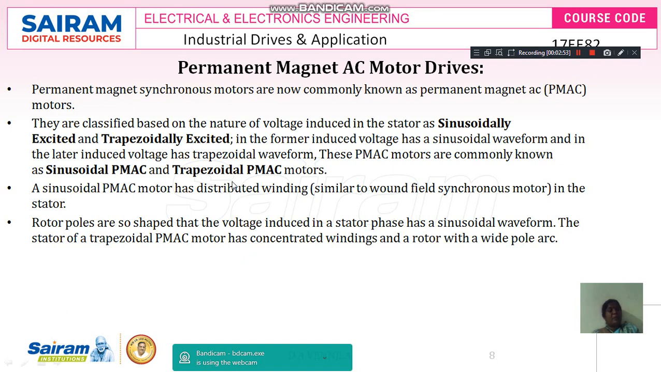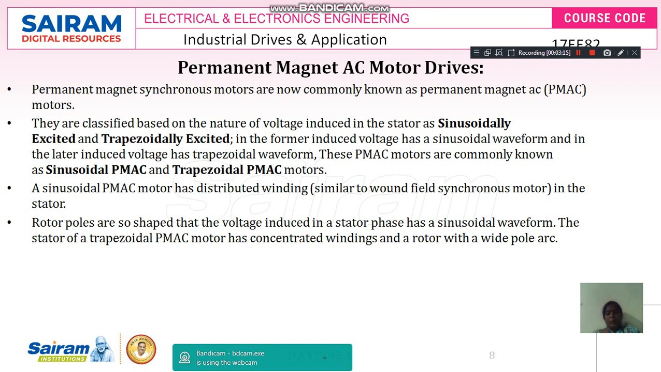Coming to the materials used in permanent magnet AC motors, here we are using cobalt, samarium, barium, and ferrites. These are the materials that we commonly use as permanent magnet materials.